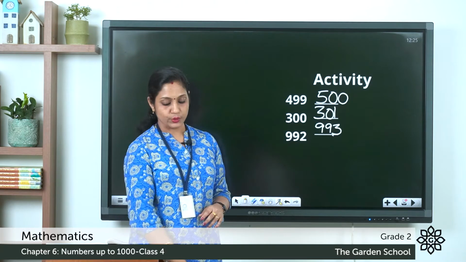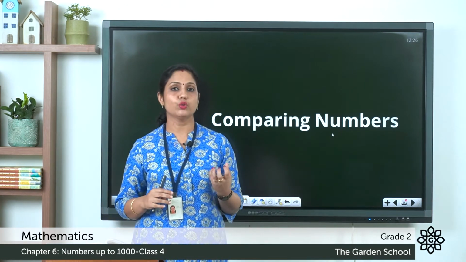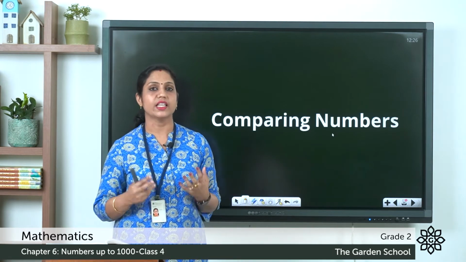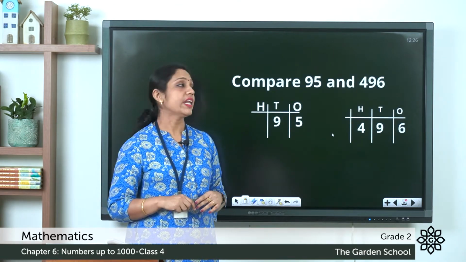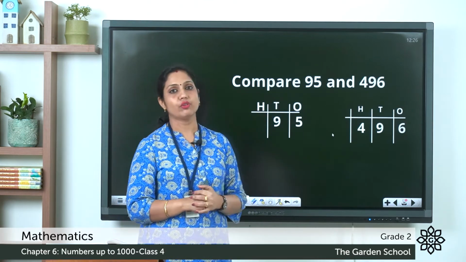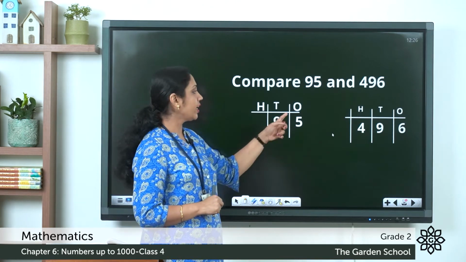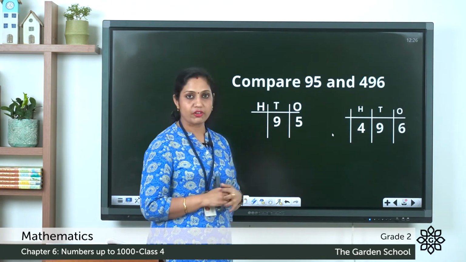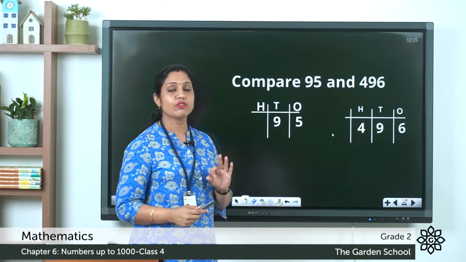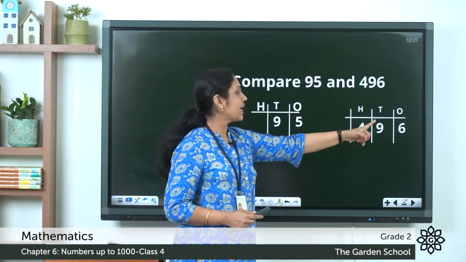Now let's move on to comparing numbers. What is comparing numbers? When we have given 2 or 3 numbers, we have to find out which one is smaller and which one is greater. That is comparing. So here we have 95 and 496. We have to compare 95 and 496. 95 has only 2 digits. So we can say that 9 tens and 5 ones are there in the number 95. And 496 is a 3-digit number, 4 hundreds, 9 tens and 6 ones.